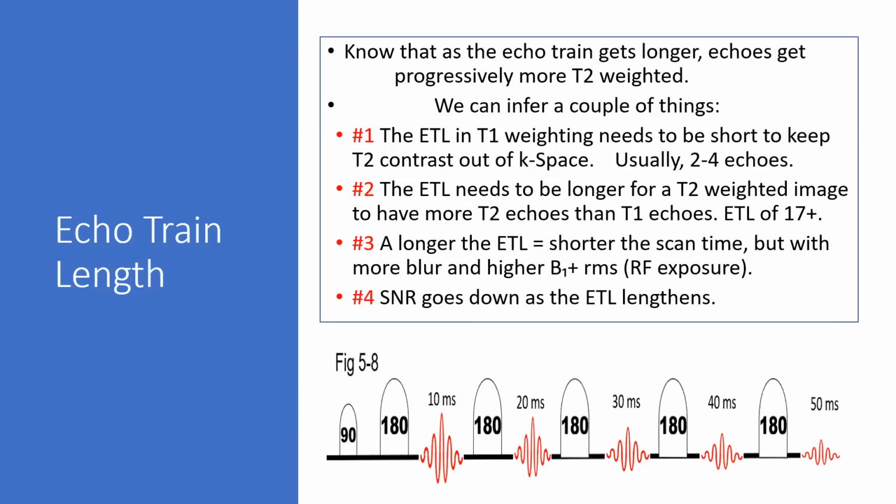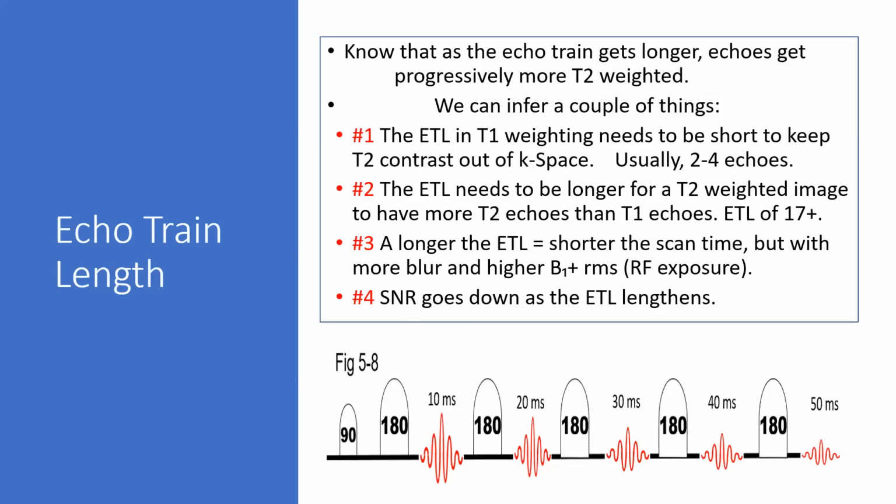Also know that as the echo train gets longer, we can potentially get more blurring. And definitely going to get a higher B1 plus root mean squared. Now, this number 3 here, I wanted to bring up.